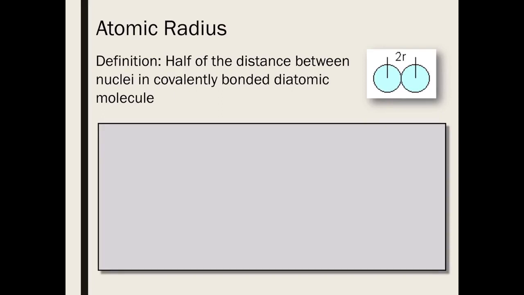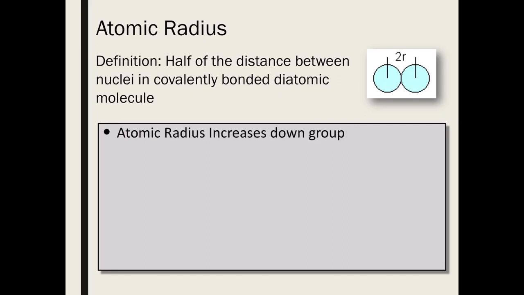One of the trends we're going to talk about is the radius, and the radius is just like you would describe it in math, right? It's half the distance across the atom, essentially. The technical definition is half the distance between nuclei in a covalently bonded diatomic molecule. But it plays out the exact same way as thinking about it as just halfway across the atom.